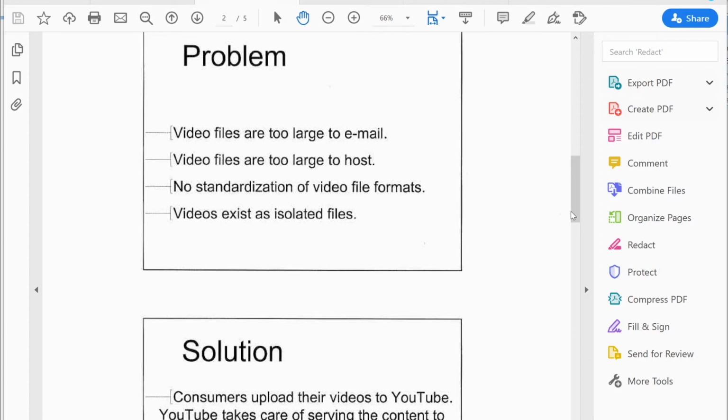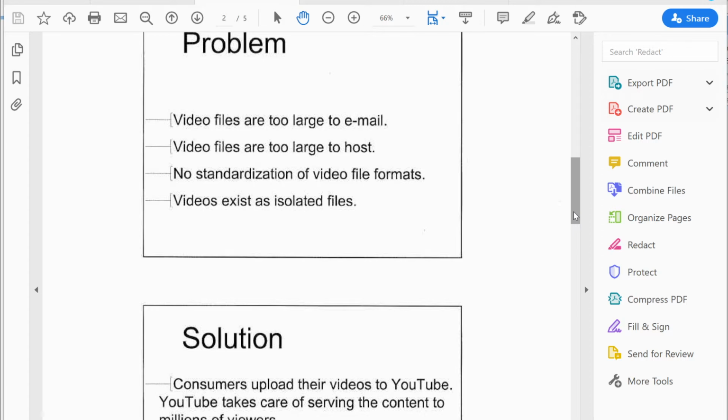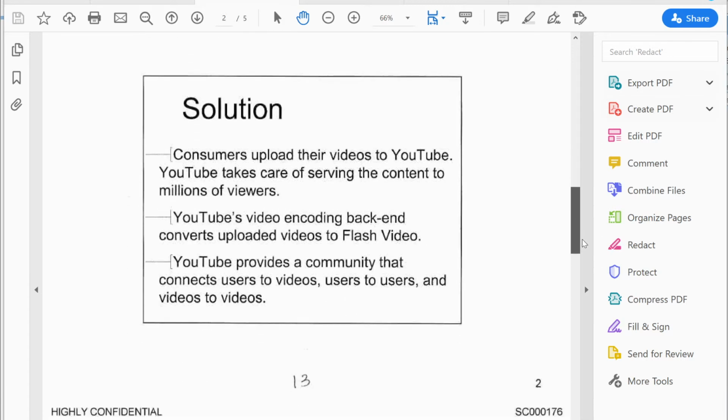So what's the solution for YouTube? Conveniently, this is put right on after it. So a consumer will upload a video to YouTube. YouTube takes care of serving the content to millions of viewers. This you're familiar with. YouTube's video encoding backend converts uploaded videos to Flash video. That's not true anymore. So they started with Flash video. Now they're doing MP4s, but in the beginning they took every single format they would accept and turned it into a format that's playable in the browser. And YouTube provides a community that connects users to videos, users to users, and videos to videos. That's still true today.